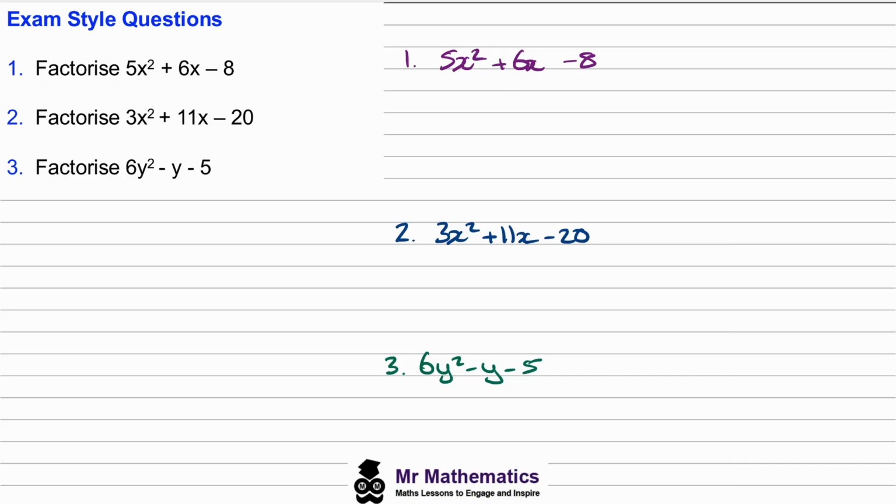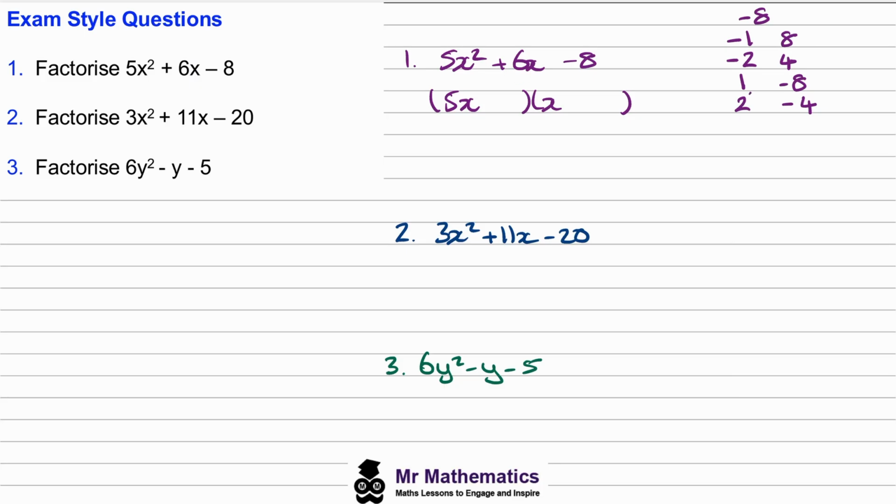So for question 1, we've got our 2 brackets with 5x in one bracket and x in the other. Then we need 2 numbers that multiply to make the negative 8. So that could be negative 1 and positive 8, negative 2, positive 4. We could also have had 1 and negative 8, 2 and negative 4. Now one of the numbers will go here and we'll multiply it by 5. When we add it to the other, we'll get positive 6.